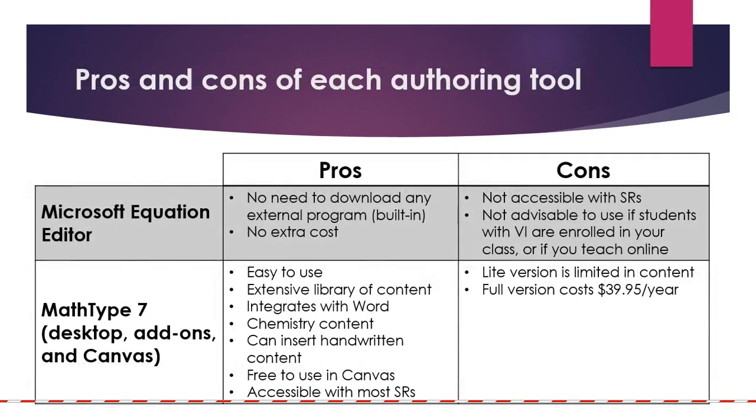So pros and cons, if we had to weigh these things, I would say that the pros are in favor of the MathType suite of products. Don't work for them, obviously, as I mentioned. But again, I think for what is on the market now, this is sort of the most vetted product. The con of that is that it costs $39.95 a year.